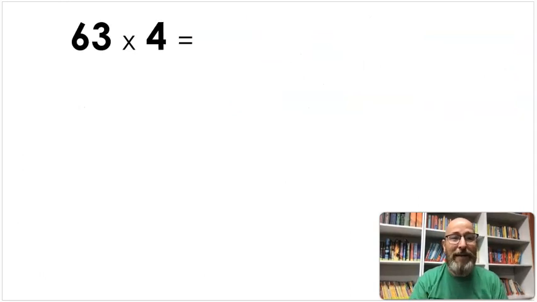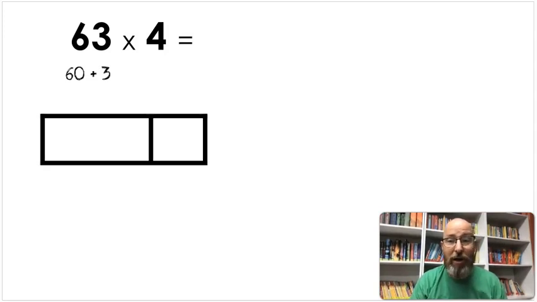All right, so let's go ahead and start with our very first problem, 63 times 4. Now, when you multiply 63 times 4, if you're new to these bigger multiplication problems, this might be a little scary, but it really isn't. So first thing we're going to do is use our expanded notation, and split 63 into 60 plus 3. This is sort of similar to a distributive property type thing. And then we're going to draw our area.